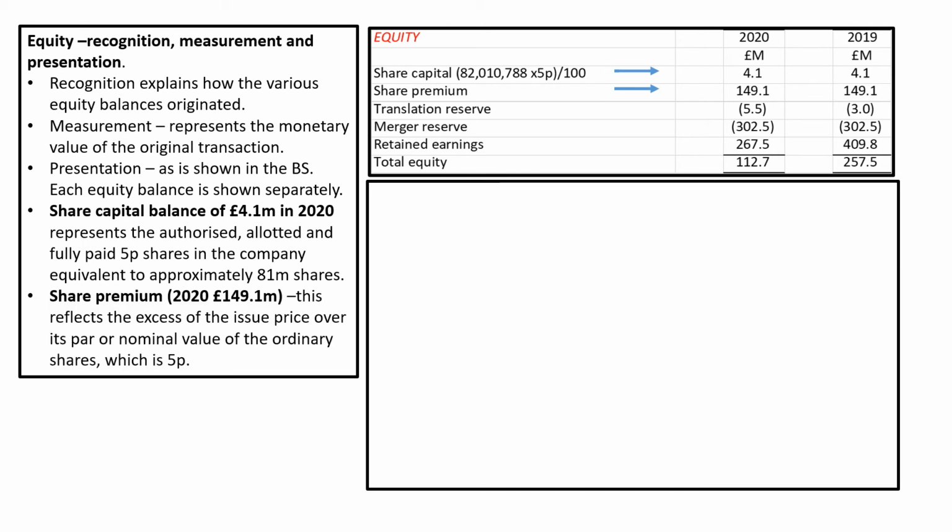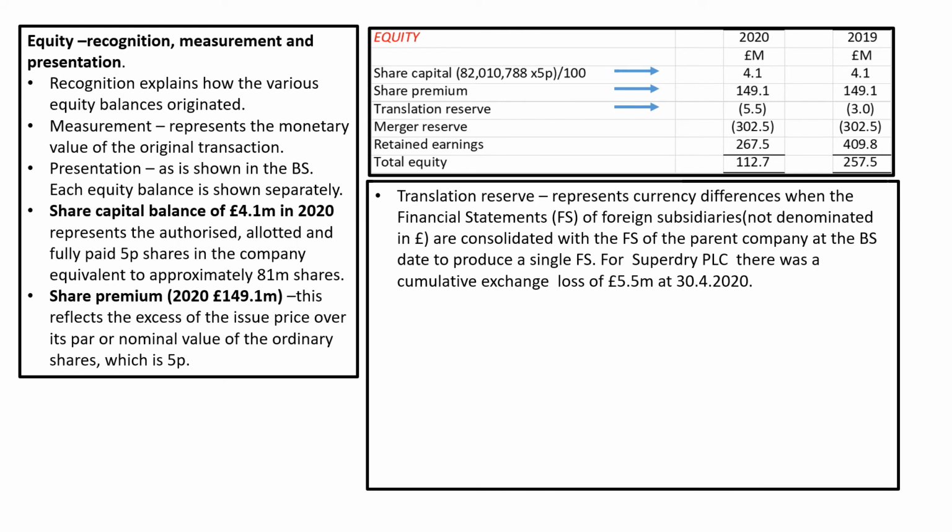Share premium in 2020 of 149.1 million. This reflects the excess of the issue price over its par or nominal value of the ordinary shares, which is 5p. Translation reserve represents currency differences when the financial statements of foreign subsidiaries, not denominated in pound, are consolidated with the financial statements of the parent company, which is denominated in pound, at the balance sheet date to produce a single financial statement. For Superdry, there was a cumulative exchange loss of 5.5 million at 30th of April 2020.